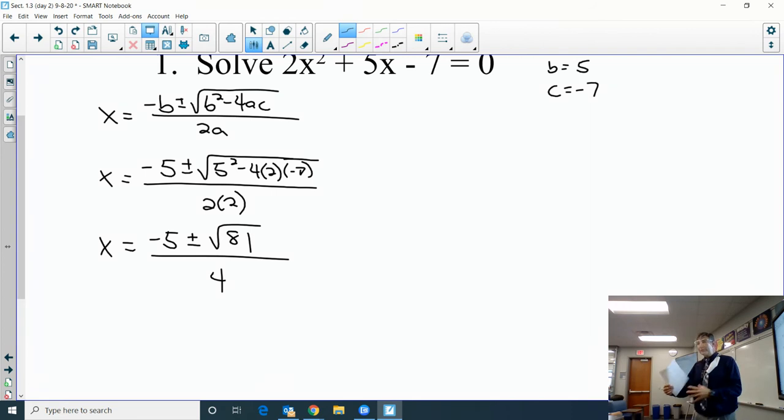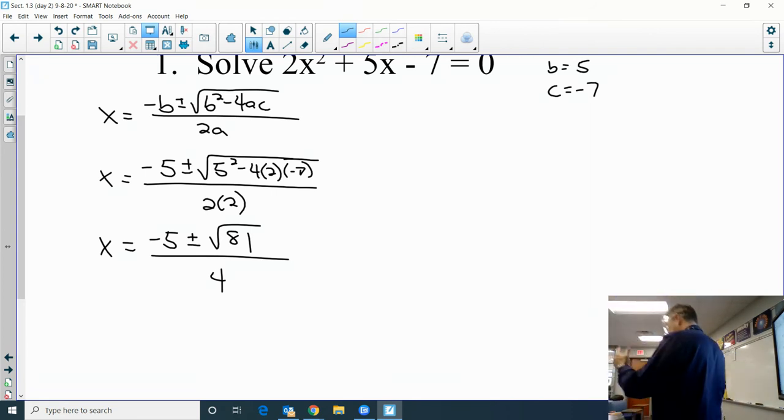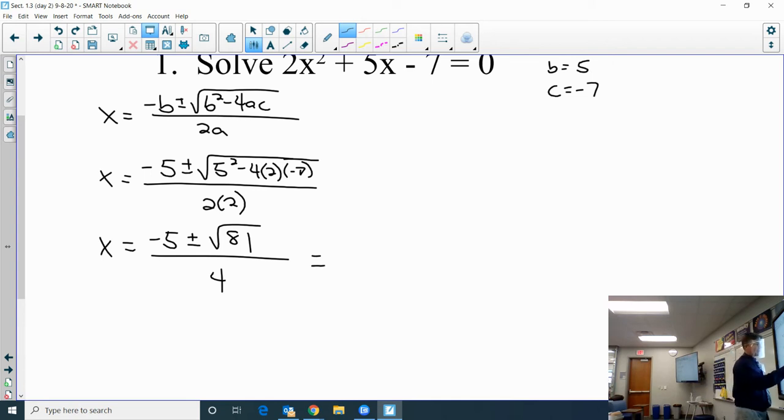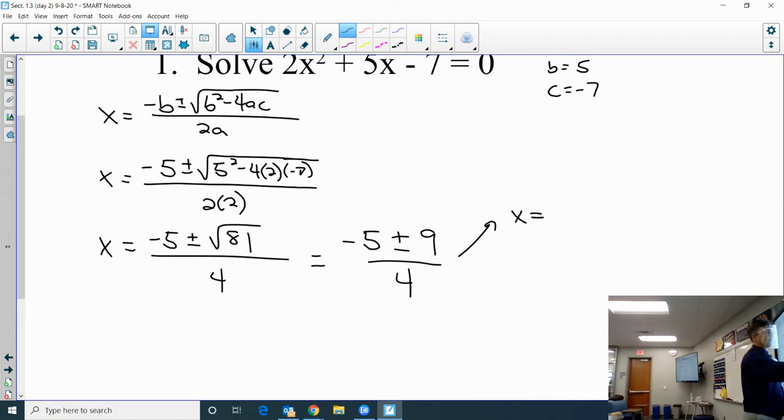Do we know the square root of 81? Yeah, that's 9. So this now becomes negative 5 plus or minus 9 over 4. Don't leave that as an answer. Break it down to the two whole numbers or fractions that we get. So x equals negative 5 plus 9 over 4, and the other one is x equals negative 5 minus 9 over 4.